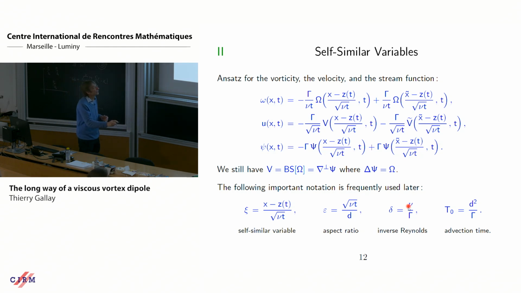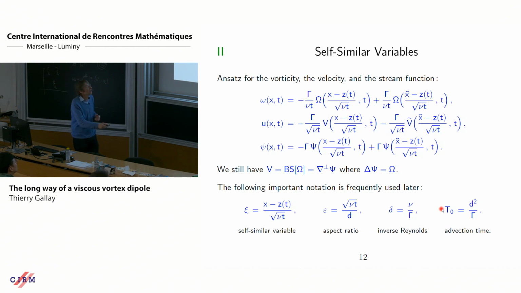There is another interesting parameter, which is nu over gamma. The kinematic viscosity nu and the circulation gamma of the vortex have exactly the same physical dimension, okay? So the ratio is a dimensionless number, and this plays the role of the inverse Reynolds number. So I have to go to large Reynolds number, which means that the convective effects are much larger than the diffusive effects, and this corresponds to this delta being very small, okay?